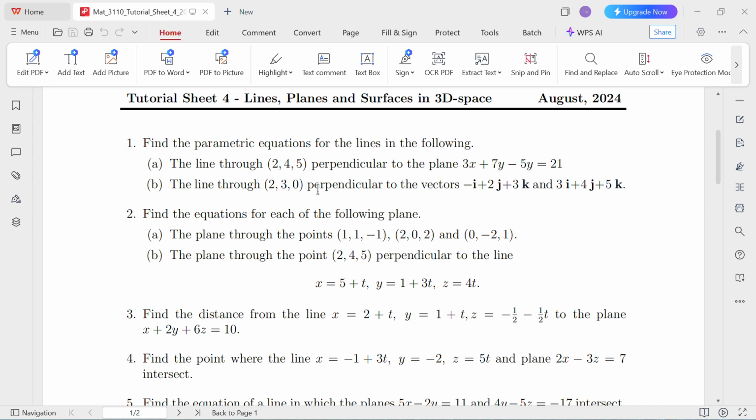Hi. So this tutorial sheet right here includes lines, planes, as well as surfaces in 3D space. So there are several interesting questions here, some of which, like question one as well as question two, we have already worked on.